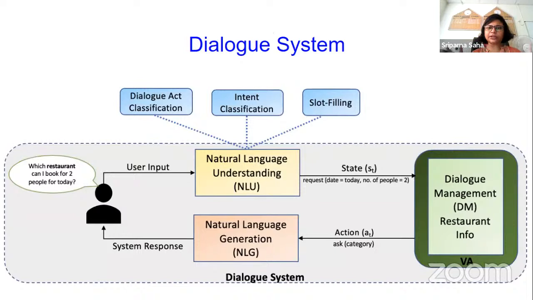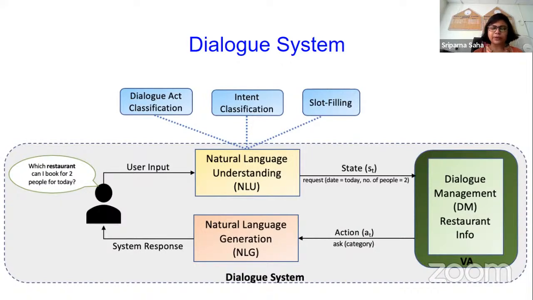As I mentioned, the dialogue system is basically an overall package, and it has many submodules. One submodule is called natural language understanding. Another important submodule is called dialogue management, and the third submodule is called natural language generation. Natural language understanding, from the name itself you can easily understand, deals with the understanding of the user's utterance.